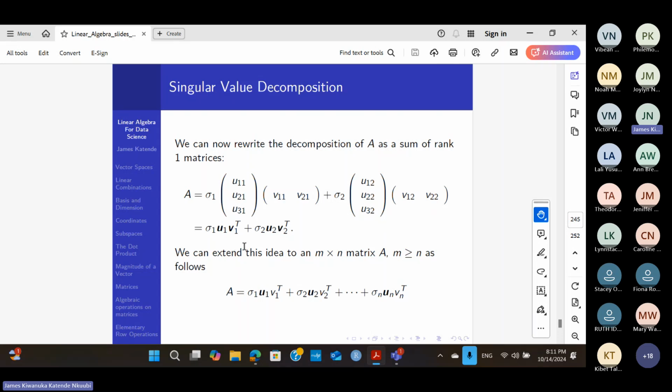The other thing we normally do, these singular values are written in descending order. So sigma 1 is the largest, sigma 2 is the second largest, and the last one, sigma n, will be the smallest. So that means you can get an approximation of A as follows. Here you have the first approximation. If you ignore the second term, this becomes an approximation of the matrix A.